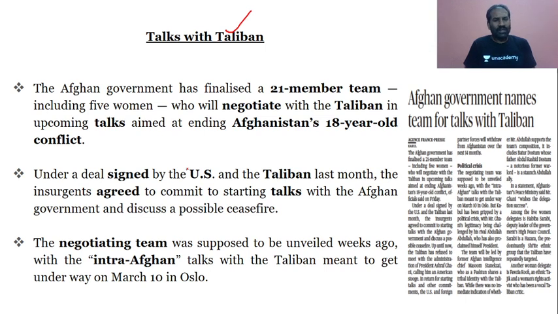Twenty-one lives were taken away by ISKP, and it was an immediate move by the government to make sure of the 21 member team. Don't confuse the numbers: those killed were 25, and the team that the Afghan government has finalized is a 21 member team, including 5 women amongst them.